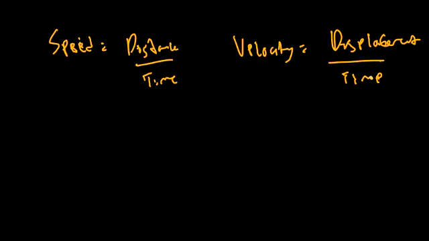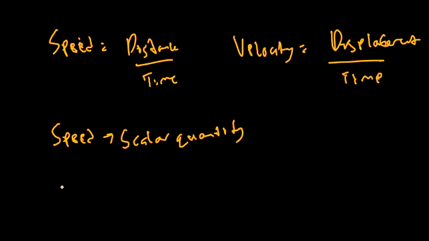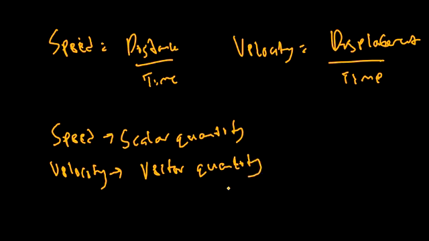Now take note of this very important info. Speed is a scalar quantity, while velocity is a vector quantity. They both have the same unit, meter per seconds.